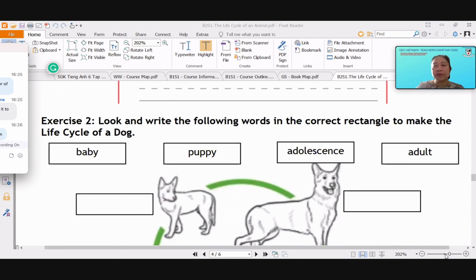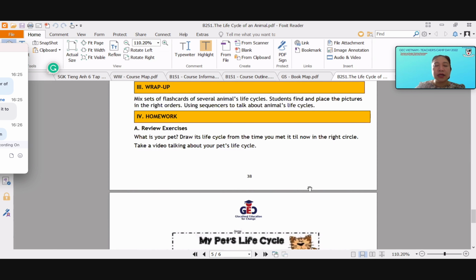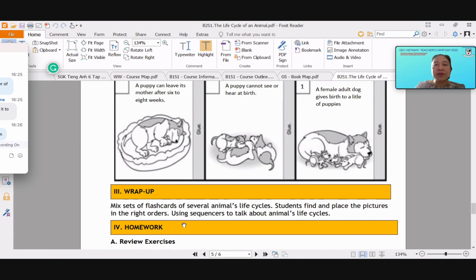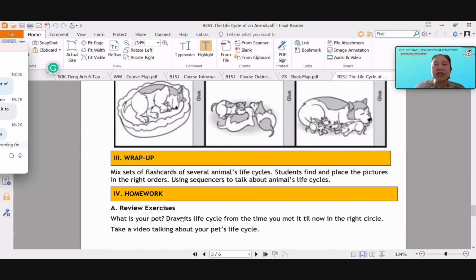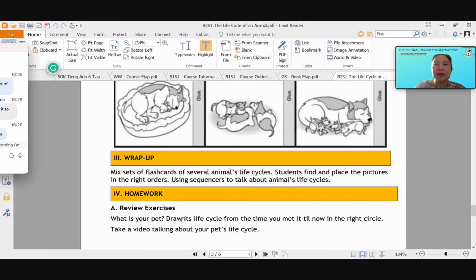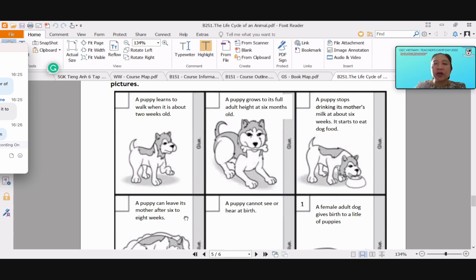Okay. Writing here. Read the text. And wrap up. The wrap up here, just like what we need, a wrap up. Make sets of flashcards and several animals students find in place. It's just like an instruction for teachers to follow, because we design this as a guide for students and also a guide for teachers as well.